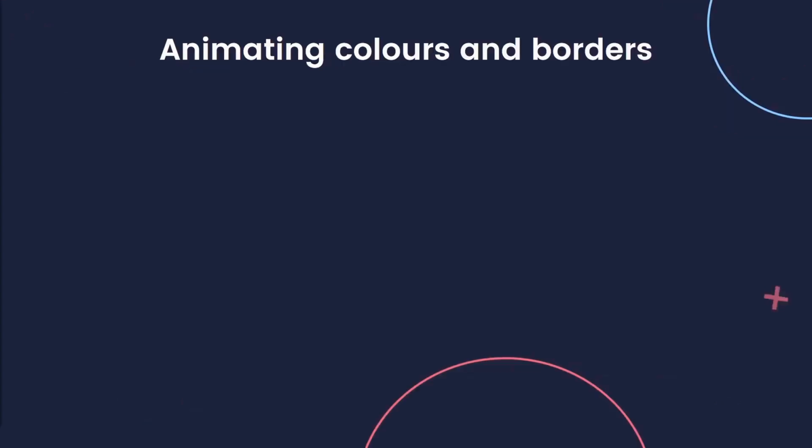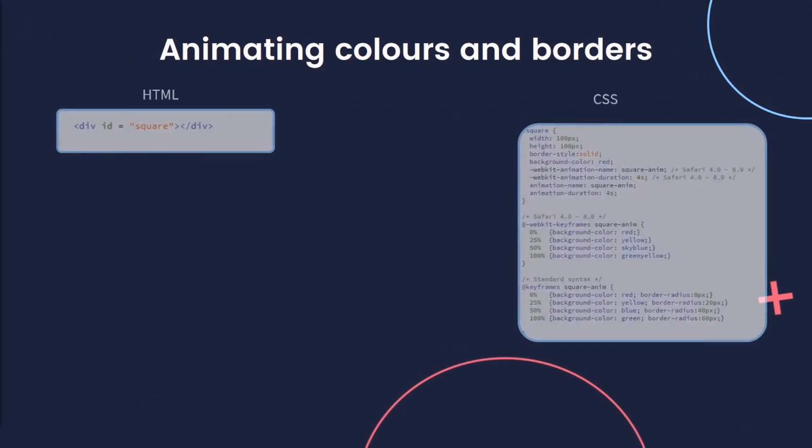Now let's have a look at a couple of examples of animations in CSS. First of all, here we have an example of animating colors and borders. In our HTML code, we simply have a div container with an ID of square.